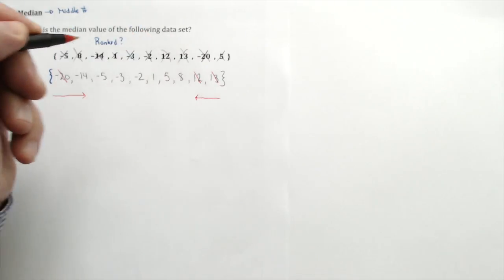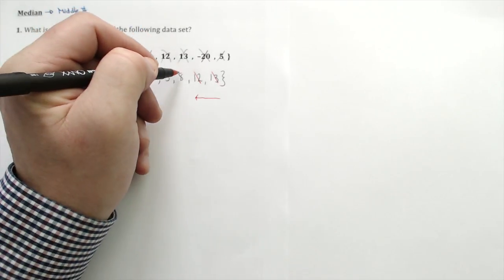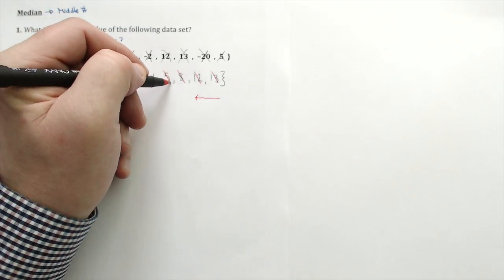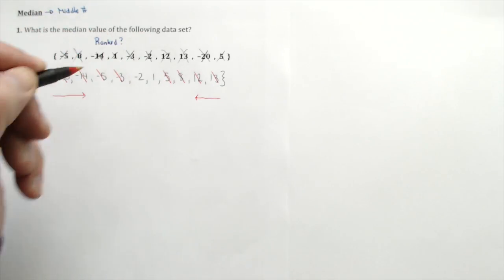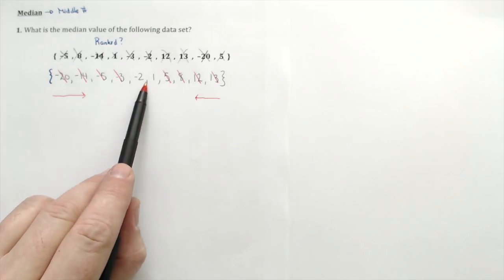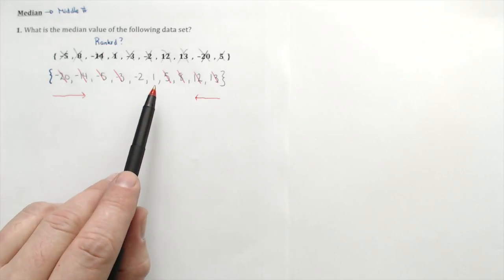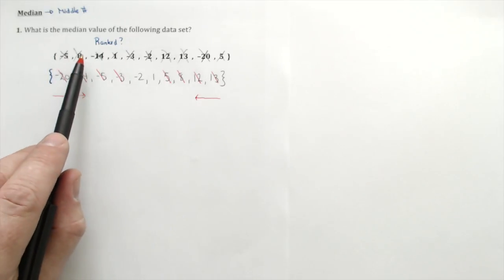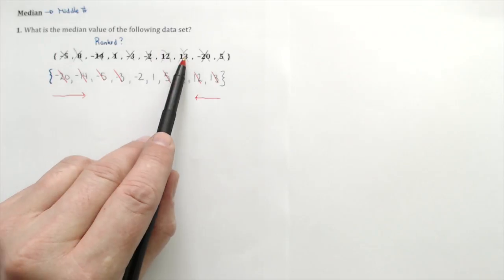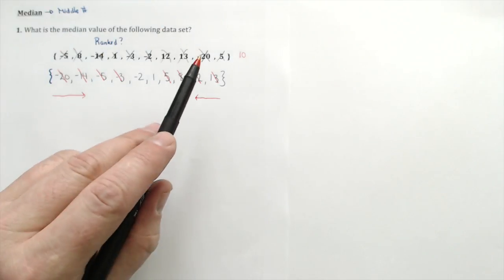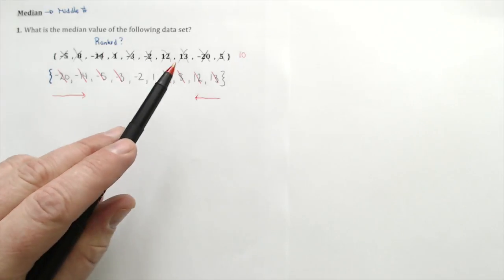And I'm going to keep working my way in until I find the one that's right in the middle. And when we get to this point now, I want you to notice that we've got a little bit of a problem, because we have two numbers in the middle. Now, the reason that happened is because we actually have an even number of data points. 1, 2, 3, 4, 5, 6, 7, 8, 9, 10 data points. And when you have an even number of data, you're never going to have one number in the middle.